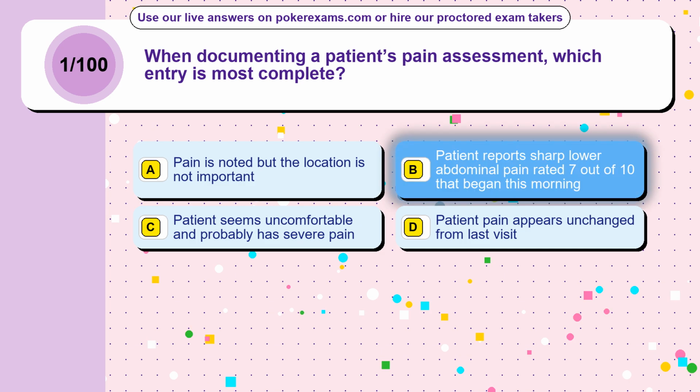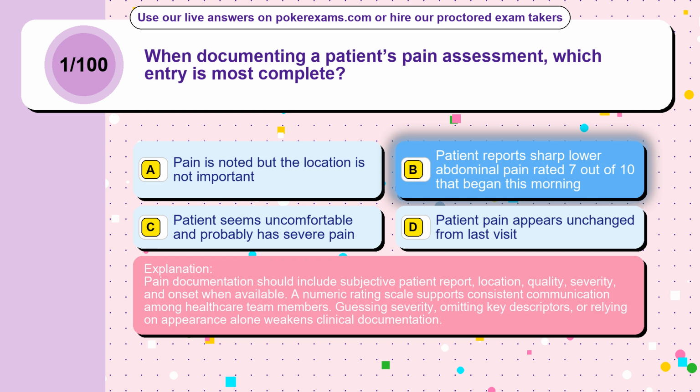The correct answer is option B. Patient reports sharp lower abdominal pain rated 7 out of 10 that began this morning. Pain documentation should include subjective patient report, location, quality, severity, and onset when available. A numeric rating scale supports consistent communication among healthcare team members. Guessing severity, omitting key descriptors, or relying on appearance alone weakens clinical documentation.